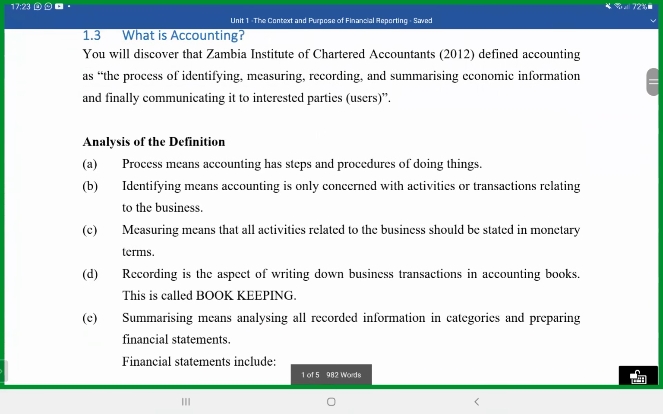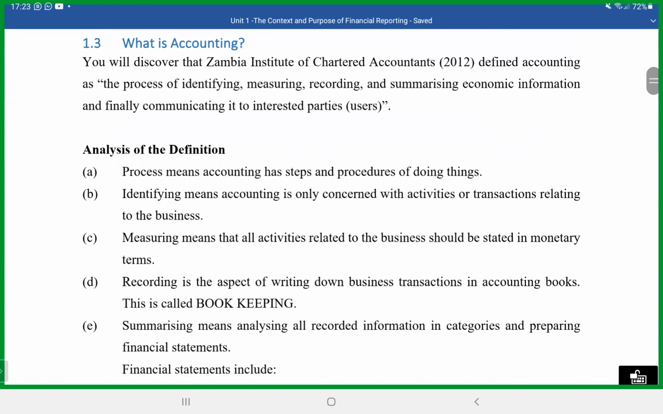Right. So we have defined what accounting is. Now, let's analyze the definition of accounting. It's very necessary for us to analyze. Number 1, you look at the definition of accounting, there is the word process, all right? We have said it is a process. Now, what do we mean by it is a process?